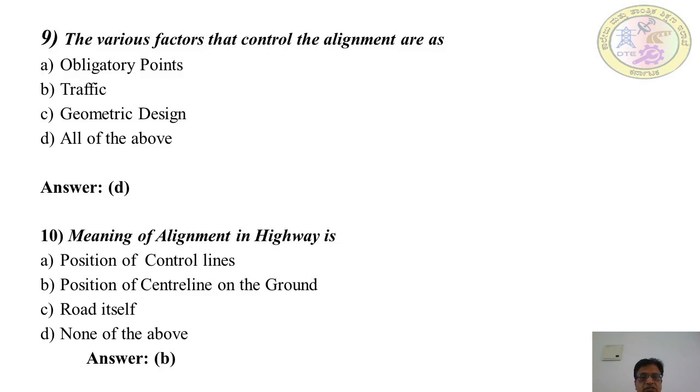The various factors that control the alignment are: obligatory points, traffic, geometric design, all the above. So all these three affect the alignment. So the answer is all the above. Answer is D. Meaning of alignment in highway is: position of control lines, position of center line on the ground, road itself, none of the above. The answer is D. That is, alignment is nothing but the position of the center line on the ground.